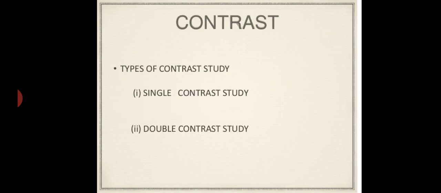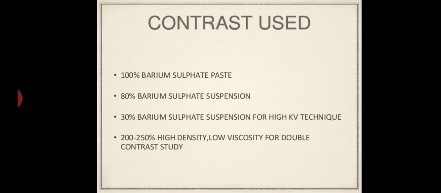Contrast. There are two types of contrast studies. The first one is the single contrast study and the second one is the double contrast study. The contrast uses 100% barium sulfate paste, 80% barium sulfate suspension, and 30% barium sulfate suspension for high kV techniques, and 200 to 250% high density, low viscosity for the double contrast study.